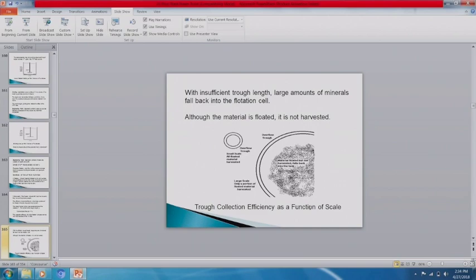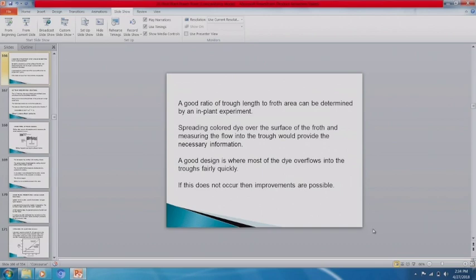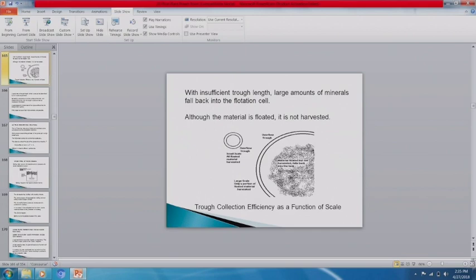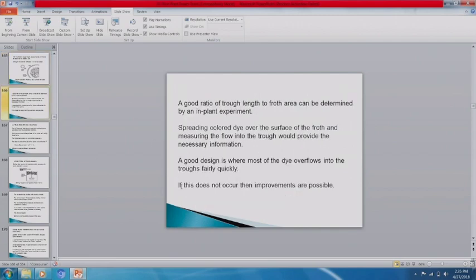Anyhow, let's continue on. So I'm looking for a good ratio of trough length to froth area. Trough length to froth area. All right. Spread color dye over the surface, good design. When all the dye overflows, that's good. If this doesn't occur, improvements can be made. If indeed I am running where there's a substantial portion of this not overflowing into the weirs, I know that I can make an improvement in the process. It's very important.